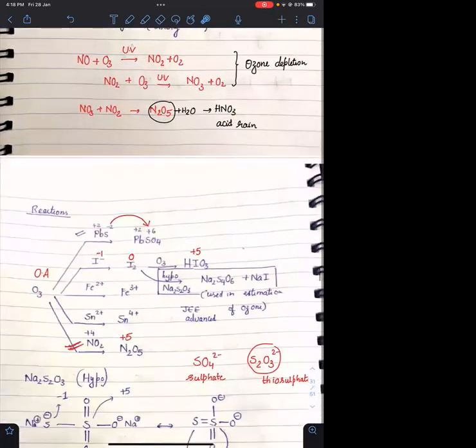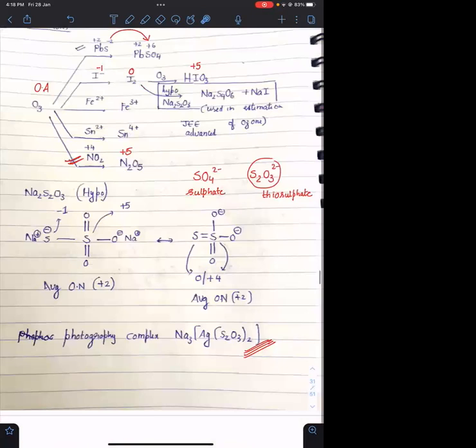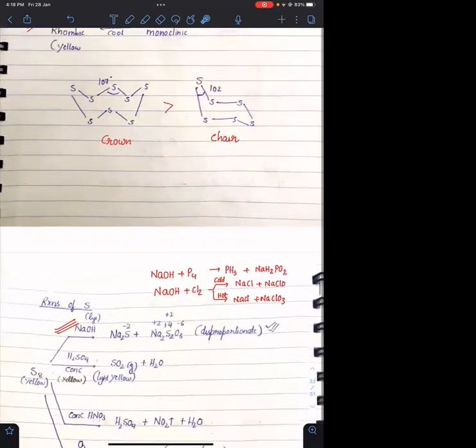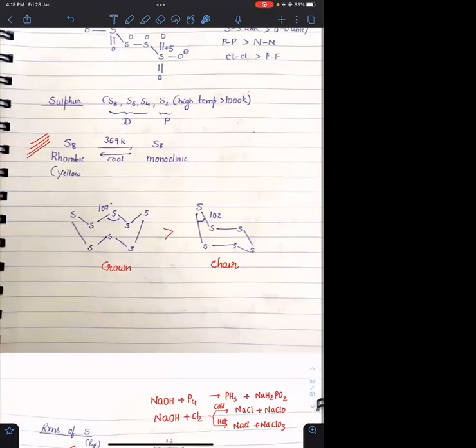Okay, after that we have started with sulfur. Sulfur exists in different forms: S8, S6, S4. S8, S6, S4 are diamagnetic. S2 is paramagnetic. And the paramagnetic nature of this can be proved by MOT again. Okay, remember S2 and O2 are paramagnetic.